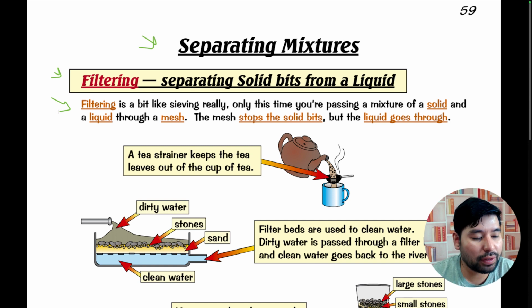Again, filtering is a bit like sieving, really. Only this time you are passing a mixture of a solid and a liquid through a mesh, and the mesh stops the solid bits, but the liquid goes through. So that's the thing, the things that we have to remember and have in mind here.